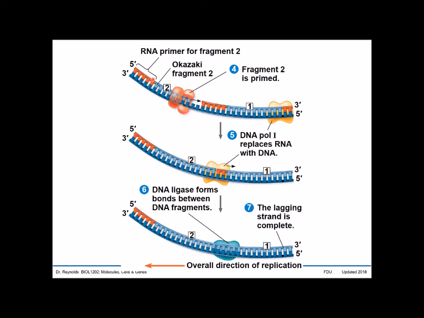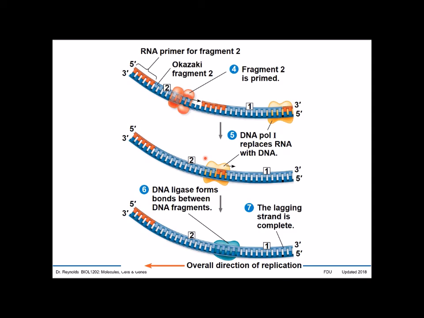So what happens is another RNA primer gets laid, and this RNA polymerase extends until it runs into our previous fragment. So we sort of get the creation of multiple fragments at a time. However, we have two problems that we need to solve. The first is that we now have RNA in what should be a DNA molecule, right? Our chromosomes are made exclusively from DNA. So we need to replace this RNA.